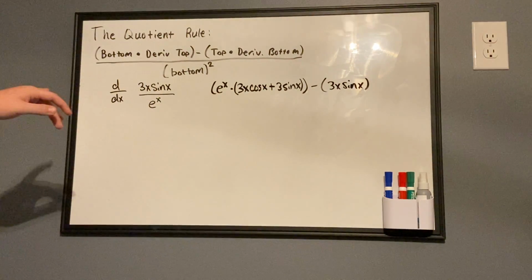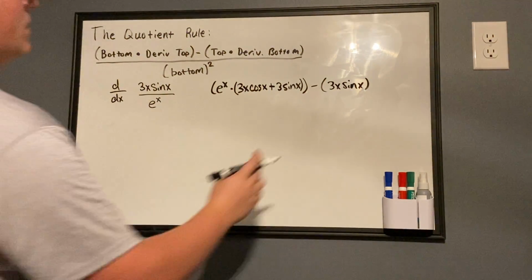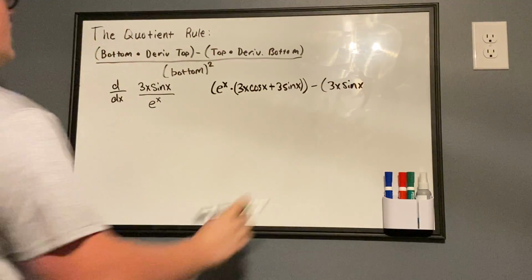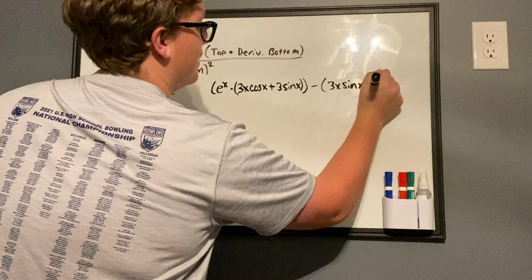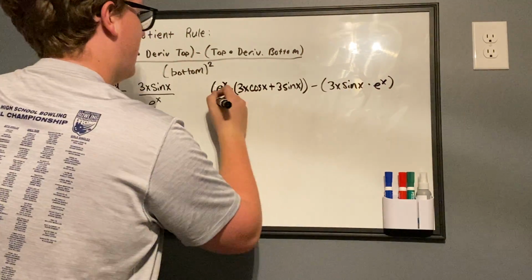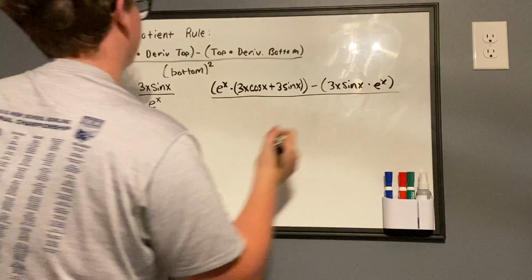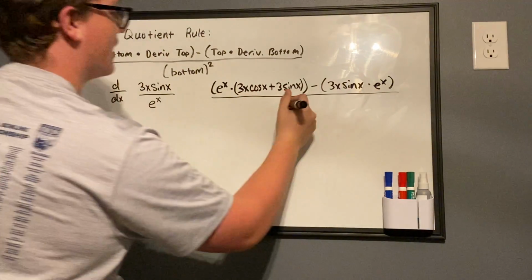And we're going to multiply that by the derivative of the bottom term. The derivative of this bottom term is going to just be e to the x. Remember that. Times e to the x. And all of this, never forget, all of this is over the bottom squared. So we have e to the x squared.